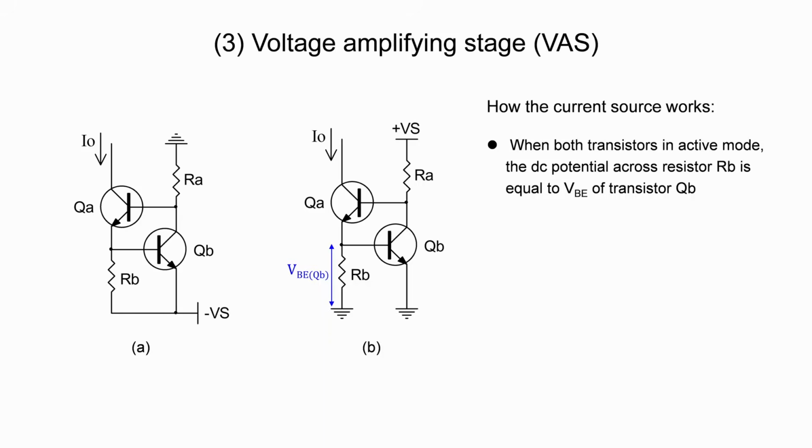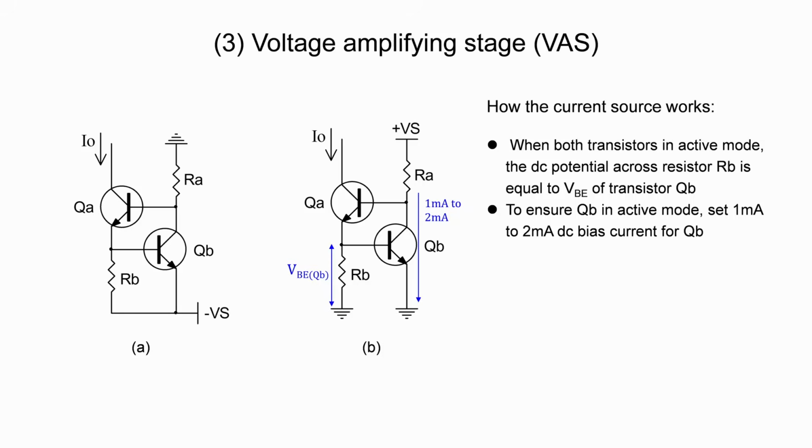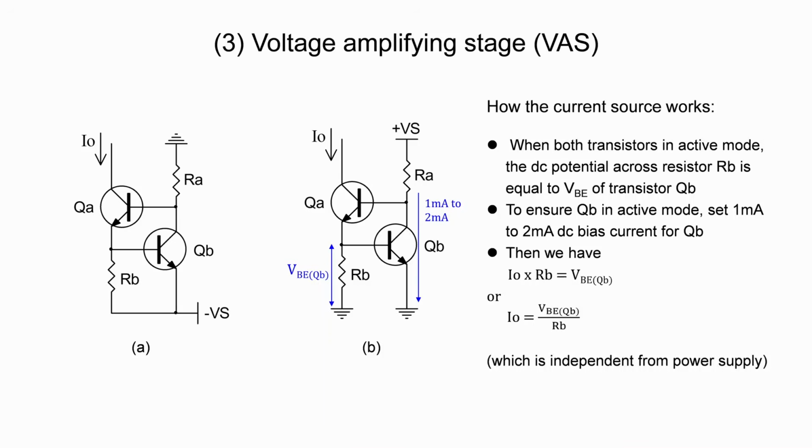Both circuits are identical from a DC point of view. When both transistors are in active mode, the DC potential across resistor RB is equal to the base to emitter voltage of transistor QB. In order to ensure QB operates in active mode, we set 1 to 2 milliamps DC bias current for QB. Then the constant current produced by the current source is given in this expression. It is noted that the constant current does not depend on the power supply Vs. This is the reason why it is often called a voltage-independent current source. This property is good to have because the DC power supply voltage fluctuates very often in a power amplifier.